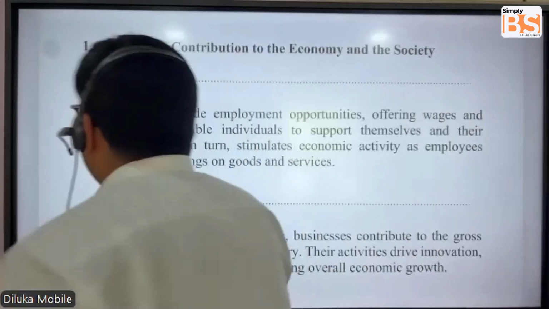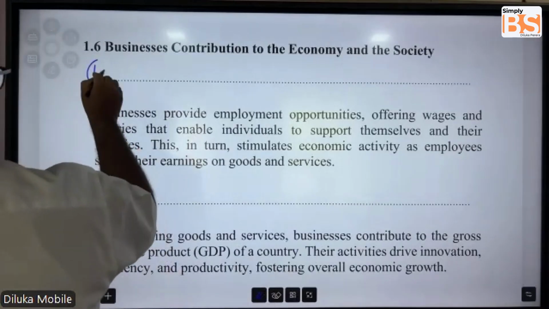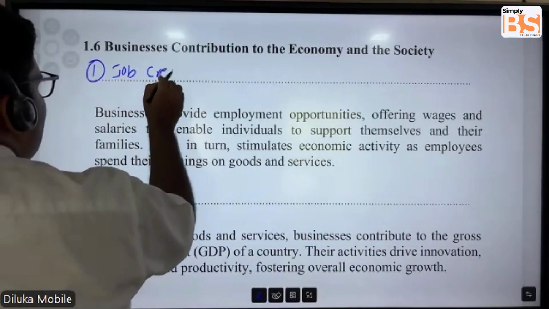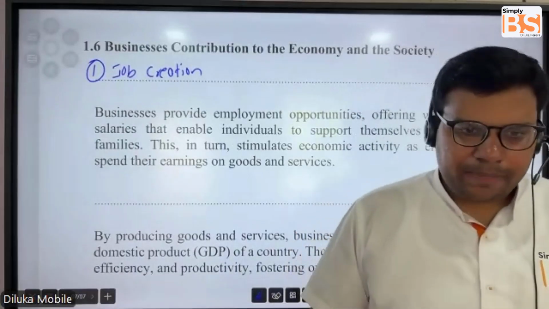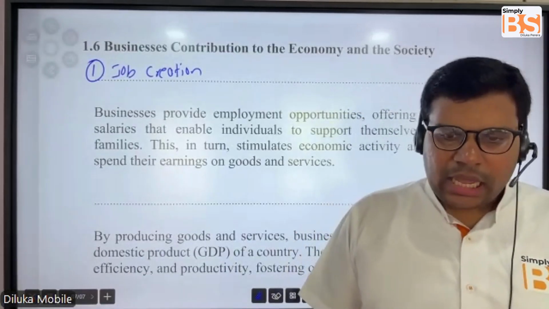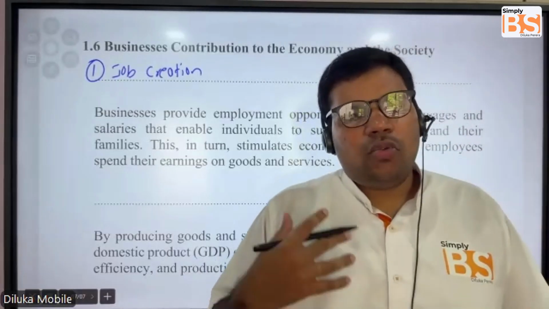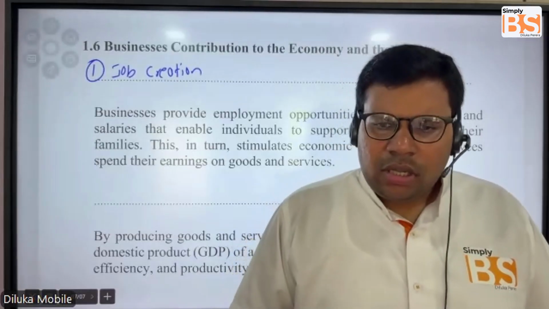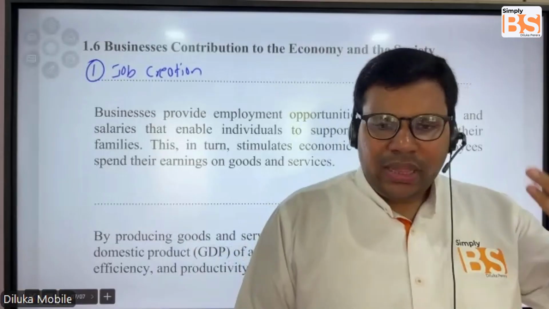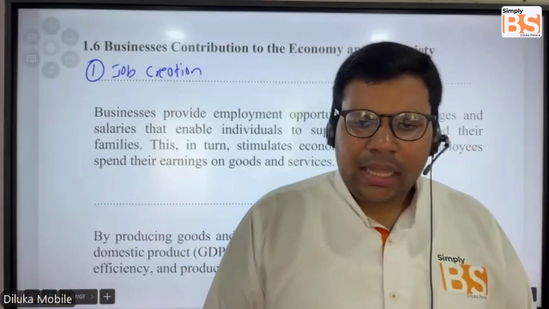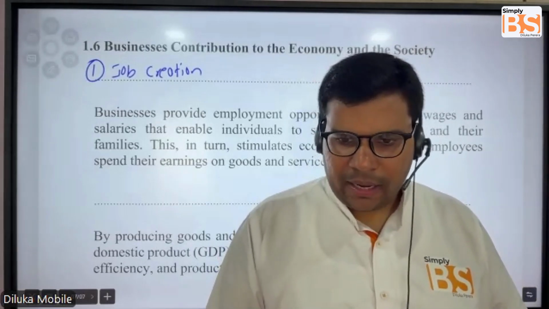Now, the first point of how a business organization would contribute to the society is through job creation, right? So any business organization, they create jobs into different areas. It could be into marketing, it could be into management, it could be into finance, production. So at the end of the day, a business organization will create jobs, right? Now, when these jobs are created, we as individuals can go and work for these companies.